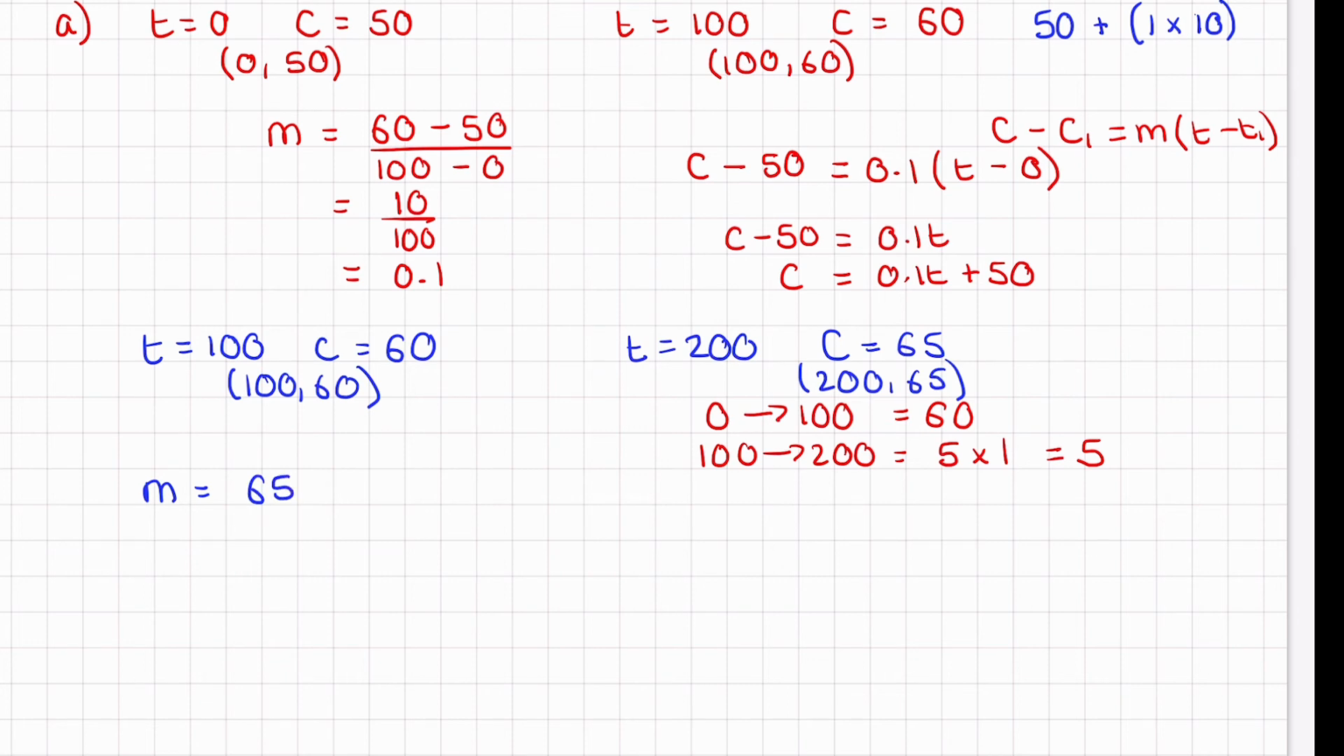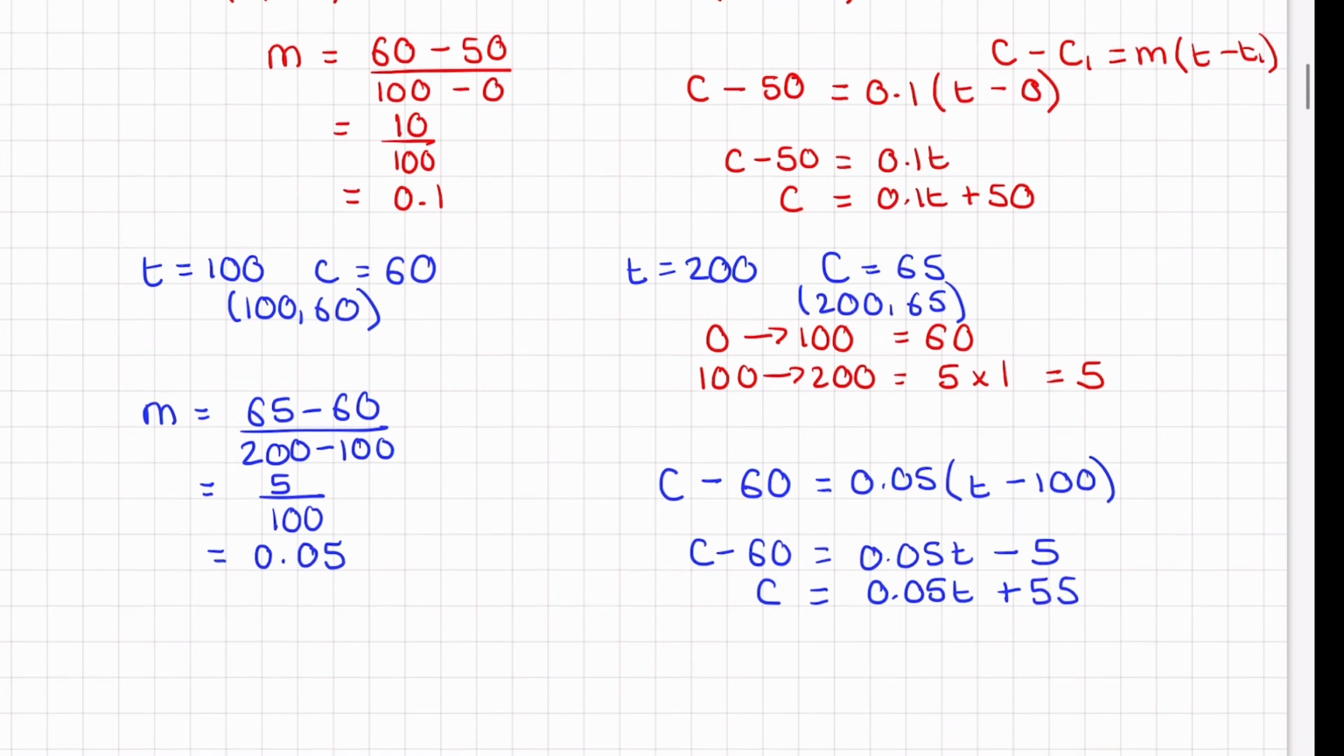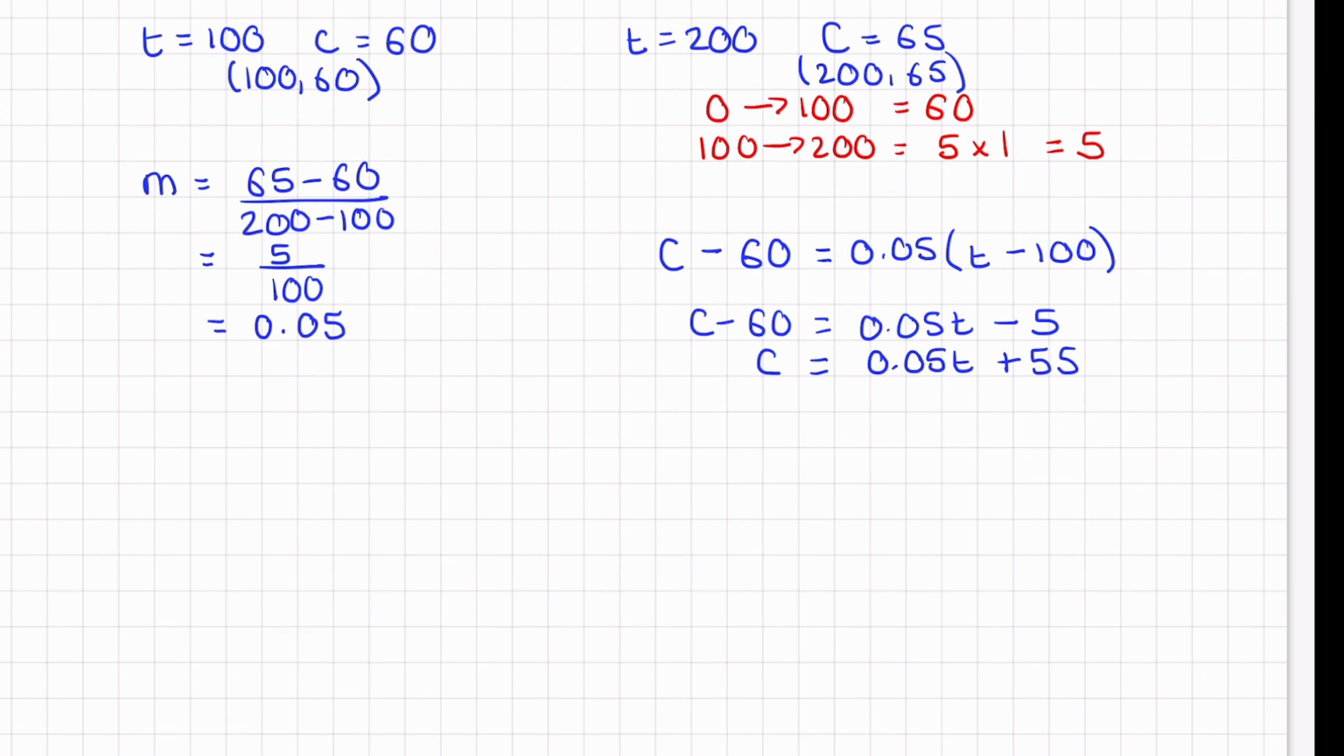So our m, let's go 65 minus 60 over 200 minus 100, which gives us 5 over 100, so 0.05. Obviously, you can leave your answer as a fraction if you wish as well. Then work out our equation. So c minus, pick one, I'm going to use the first one, c minus 60 equals 0.05 multiplied by t minus 100. And then we just rearrange this. So we end up with c minus 60 equals 0.05t minus 5. And so c equals 0.05t plus 55.